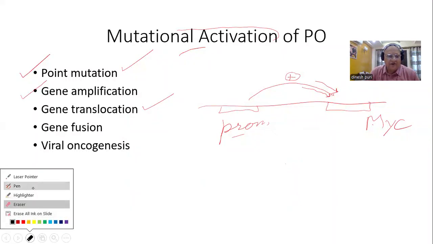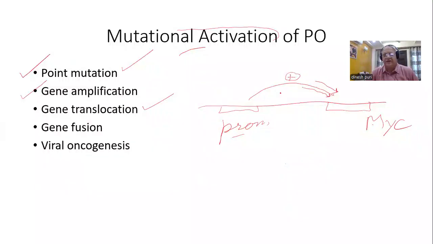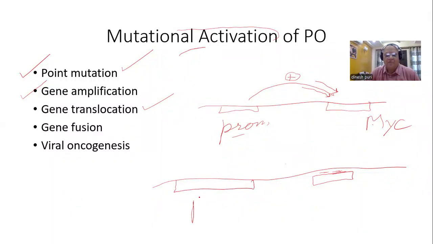So what does gene translocation mean? The positive influence of this promoter is well under meticulous control, as we have been saying. But is it possible that the MYC gene is totally lifted up, broken from its original site, and shifted to some alternate site where it is under the influence of a very strong promoter?